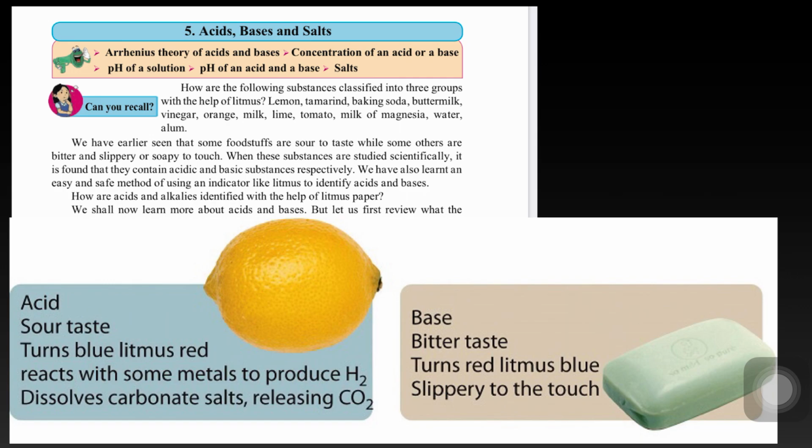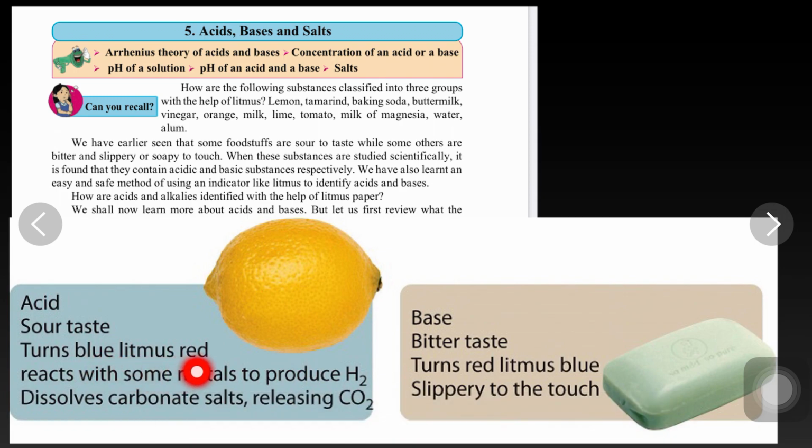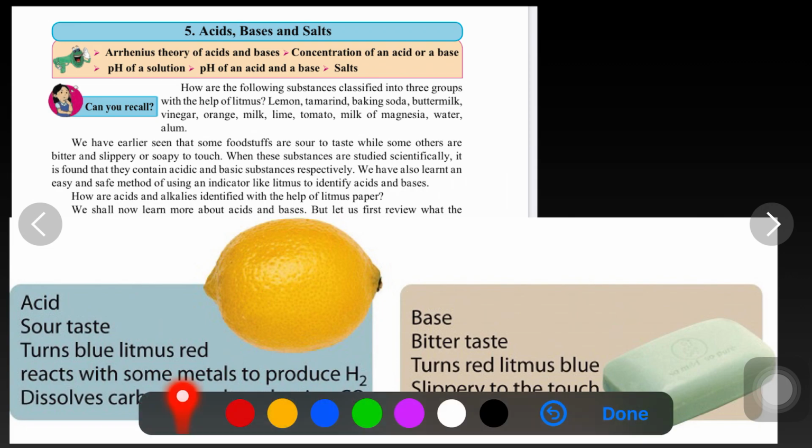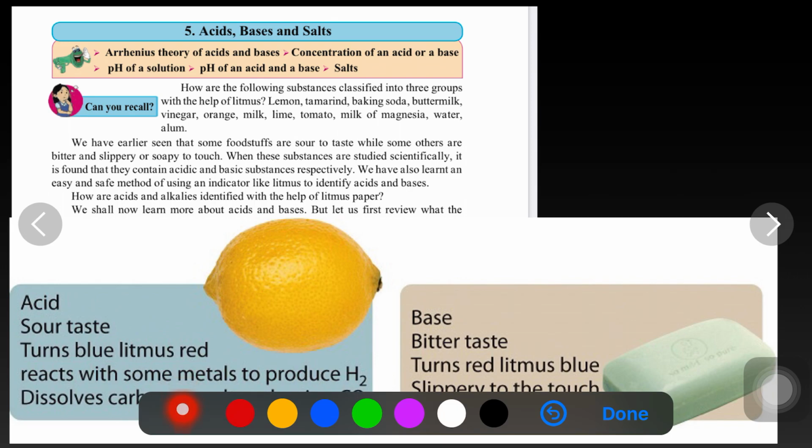We have also learned an easy and safe method of using an indicator like litmus paper to identify acids and bases. Now students, you know what is litmus paper? It is obtained from one kind of plant. If a blue litmus paper is dipped in an acidic solution, it will turn red, and if a red litmus paper is dipped in a base, it will turn blue. That means red color indicates acidic and blue color indicates base.